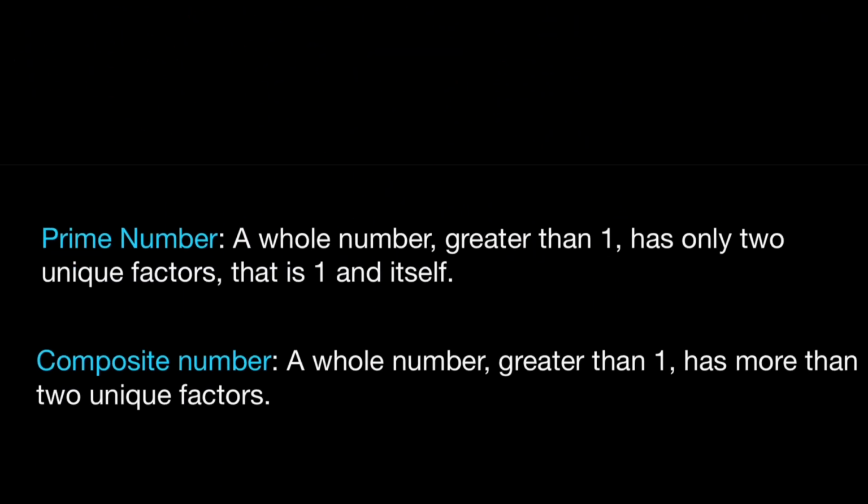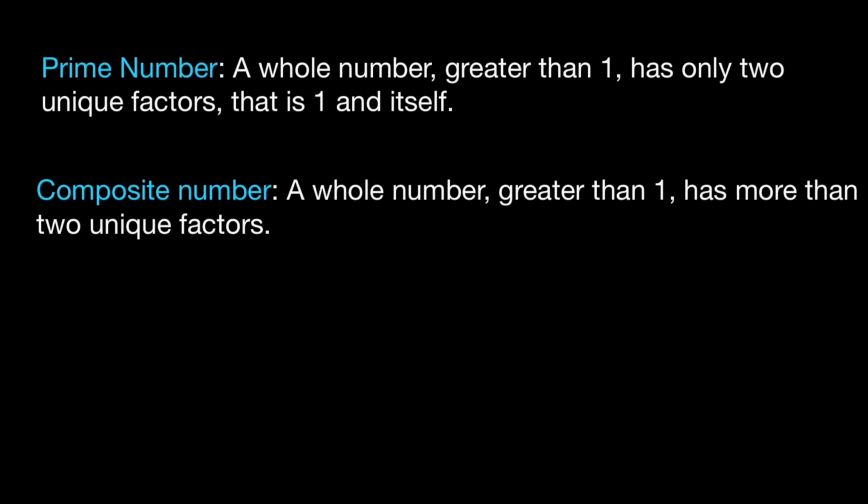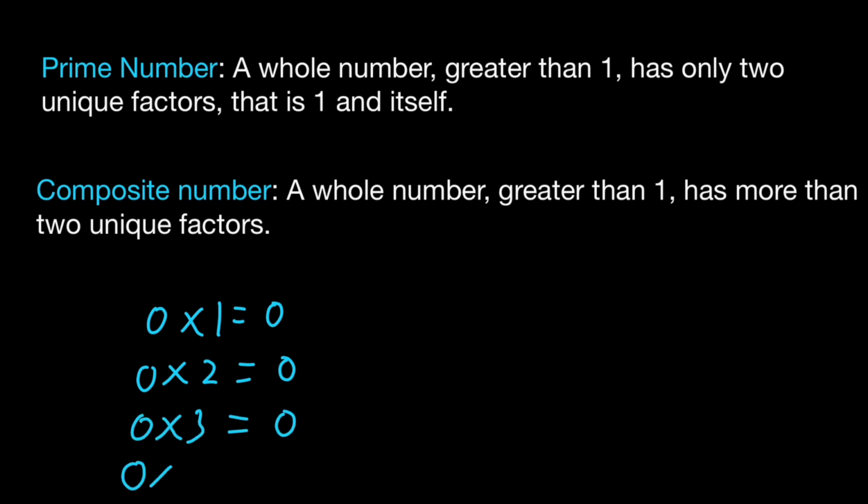Now, let's figure out why 0 and 1 are not prime numbers or composite numbers. And for ease of comparison, I just copied down the definitions of prime number and composite number. Let's see the first one, 0. So 0 times 1 will give you 0, right? And 0 times 2 also gives you 0. 0 times 3 again gives you 0. So 0 times any number will give you 0, right?